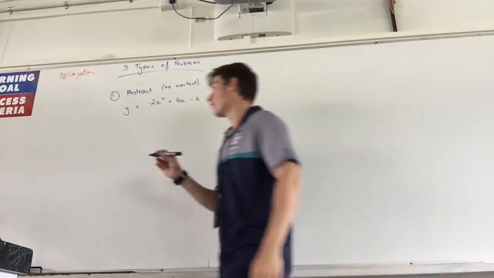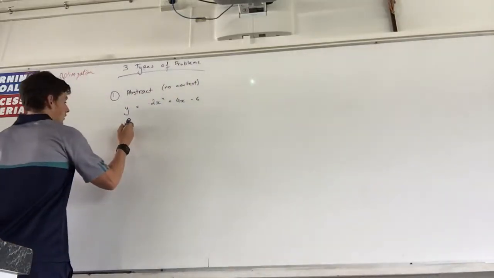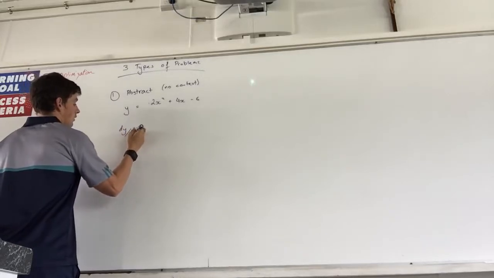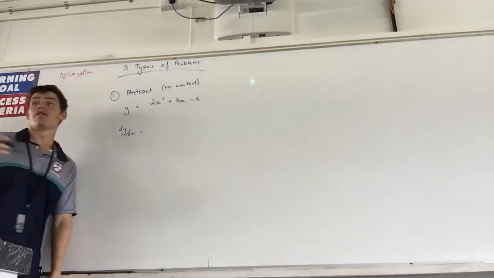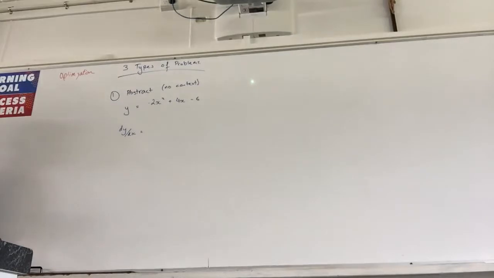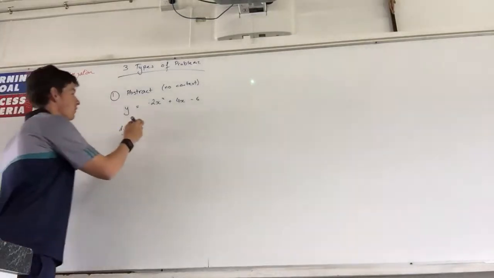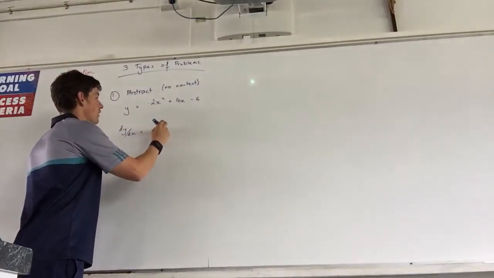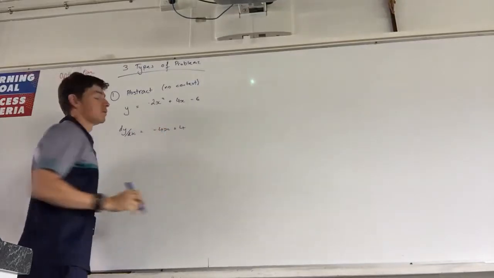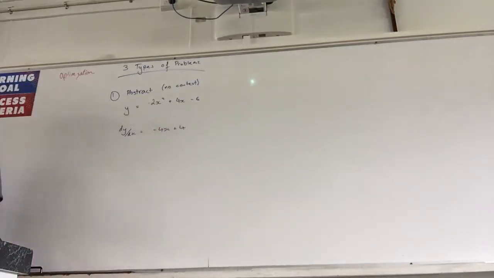Derive it. Why do we derive it? I want to find out when my derivative equals 0. I derive y with respect to x and I get negative 4x plus 4. I'm hoping we all know how to derive. Now that step there, you might be asked to use the chain rule, the quotient rule, or the product rule. You could be asked to do a whole number of things that we've already learned.